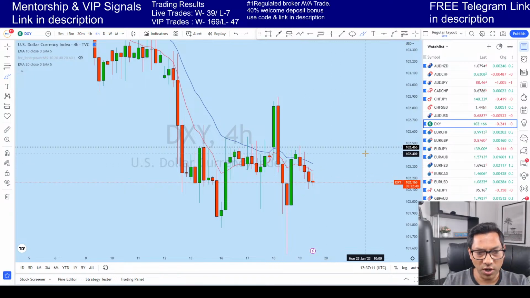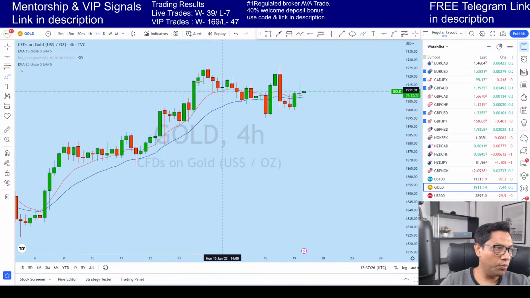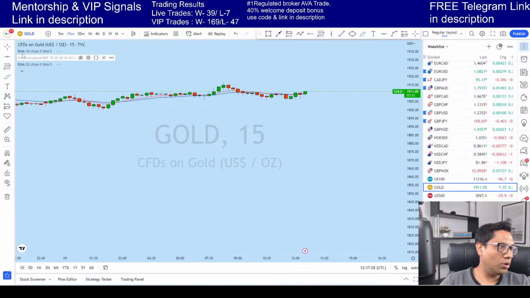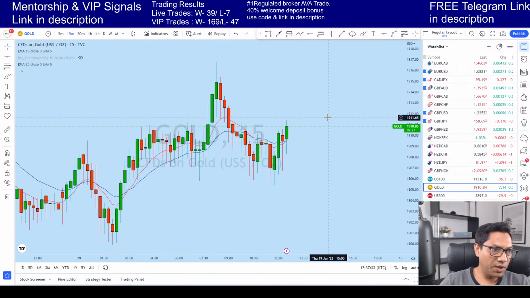So if DXY is likely to drop, then all the USD pairs could slowly create a bullish move, and like gold, which could slowly create a bullish move. And it looks like that is what gold is doing, creating a slow bullish momentum.